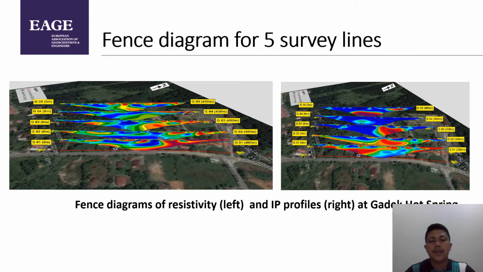Okay, after we processed all 5 survey lines, we produced a fence diagram for resistivity, as shown in the left section here, and on the right you can see the profile of the IP result. For line number 5, based on the result, we only get cool water, compared to survey lines number 1 and number 2, where we get a lot of hot water.